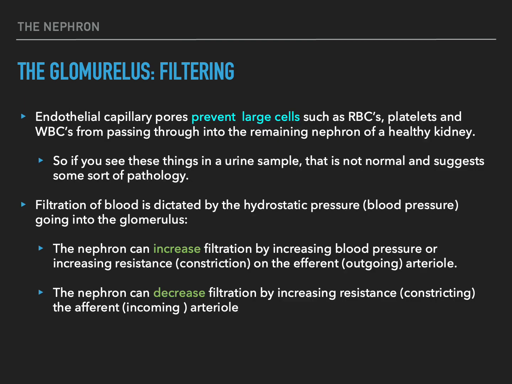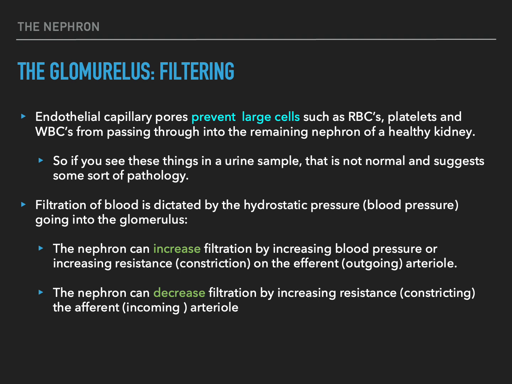So as I mentioned with the previous slide, these endothelial capillary pores prevent large cells such as red blood cells, platelets, and white blood cells from passing through the nephron. And so a urine sample that has these different findings does suggest some sort of pathology, because normally they would not be spilling into the urine.